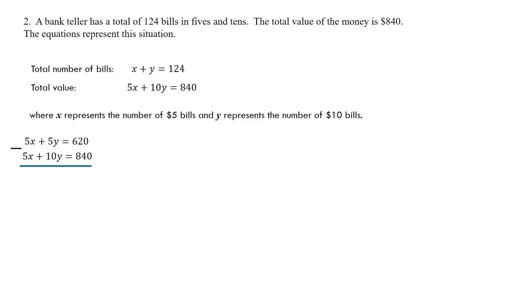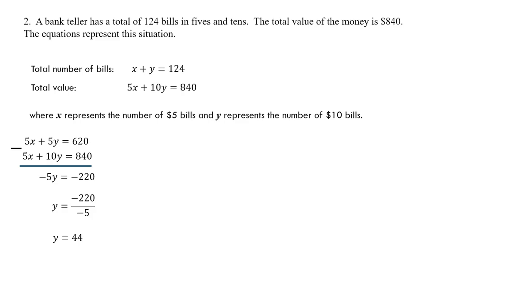5x minus 5x gives us 0x. We've gotten rid of our x terms. 5y minus 10y equals negative 5y. And 620 minus 840 gives us negative 220. If negative 5y equals negative 220, then y by itself equals negative 220 divided by negative 5, which gives us an answer of 44 for the value of y.